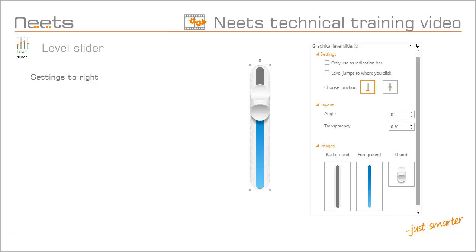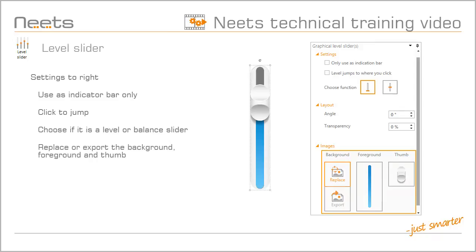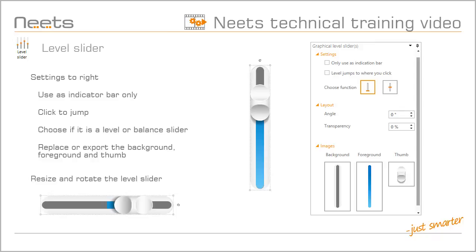Here you get a few extra settings, like the possibility to use the slider as an indication bar only. You can also get the level to jump to the location where you tap the slider. And you can again choose if it is a level or balance slider. You can also replace or export the graphical elements of the slider. Level sliders can also be resized and rotated.